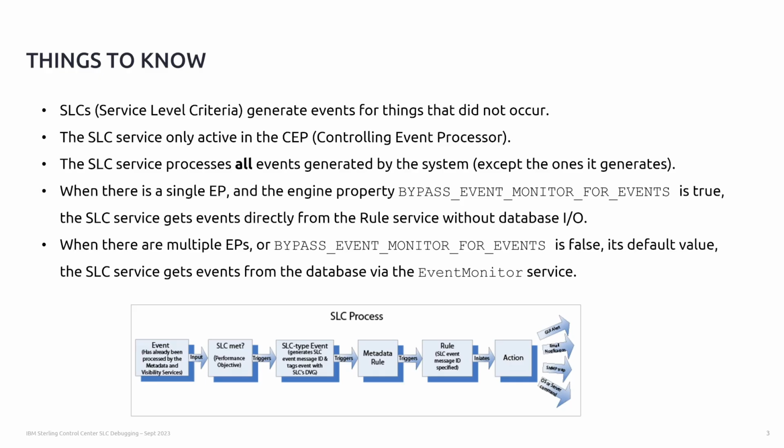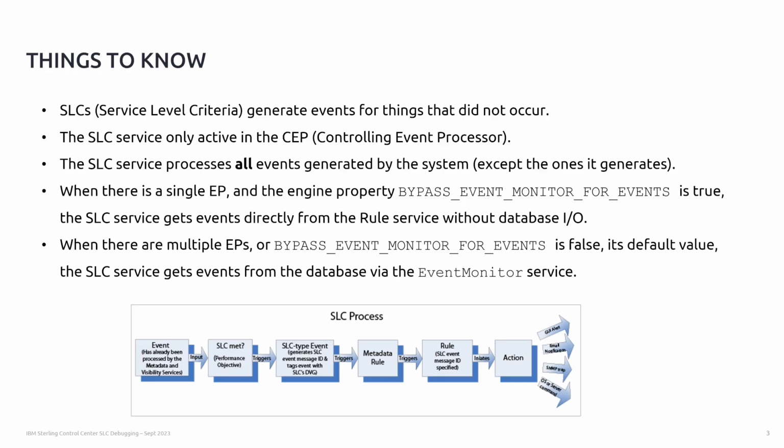It can get them from what's called the event monitor service. It also only runs in the CEP, like the SLC service. Its job is to read those events generated by all your EPs from the database and feed them to the SLC service. Or if you have a single EP and you set the engine property called bypass event monitor for events to true, then the SLC service can get its events directly from the rule service, which is far more efficient than getting data from the database.